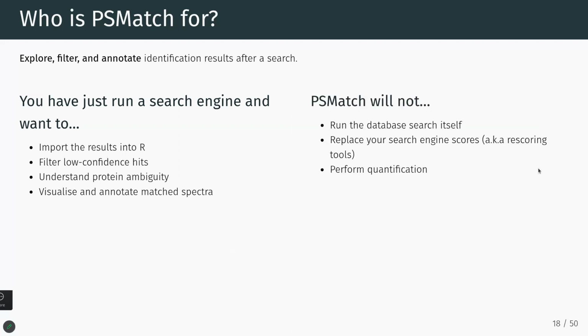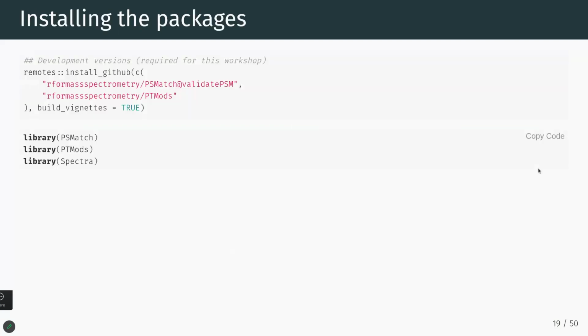PSMatch will not run a database search by itself. It is applied after you've run the search yourself. And it won't replace your search engine scores, or not yet at least. It also won't perform quantification. It's solely focused on identification. To install the packages, once they have been released on Bioconductor, you might use BiocManager::install, but for now you'll have to install through GitHub.